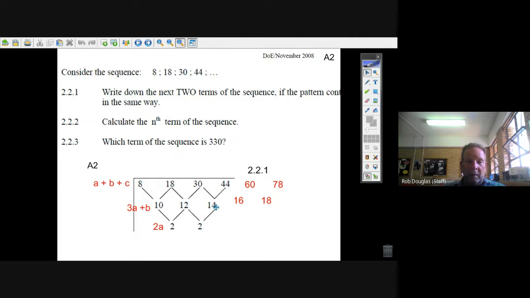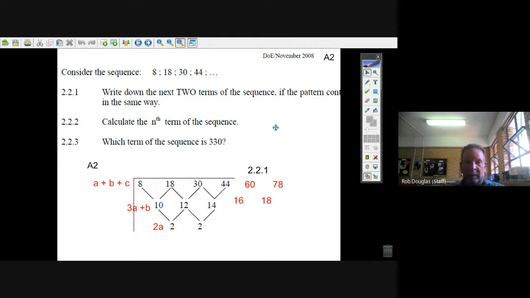And if you kept on going, you could see if this is 14, the next number would be 16. And then you would go 44 plus 16, that would make this 60. So that's the next term, 60. And then instead of going up by 16, we go up by two more, we add 18 to it. So there's the next term, 78. So the next two terms are 60 and 78. That answers the first question.